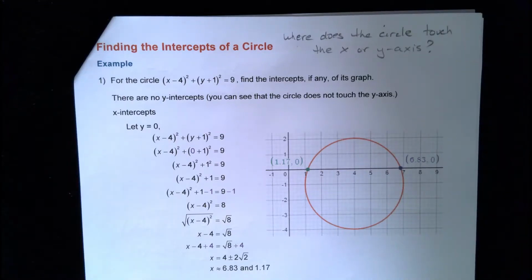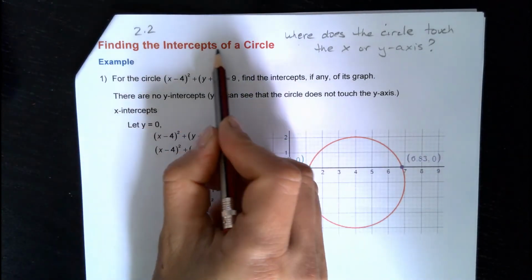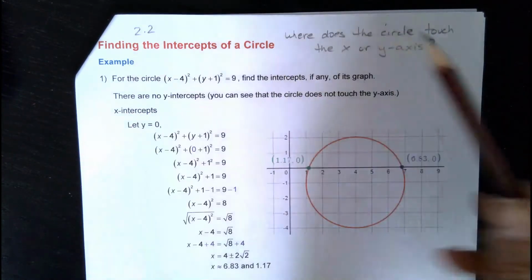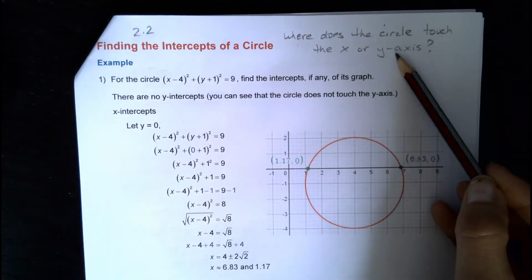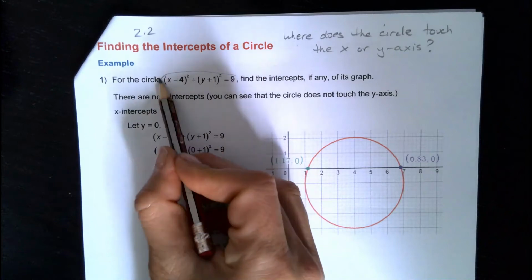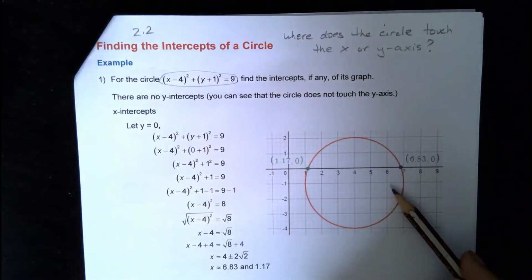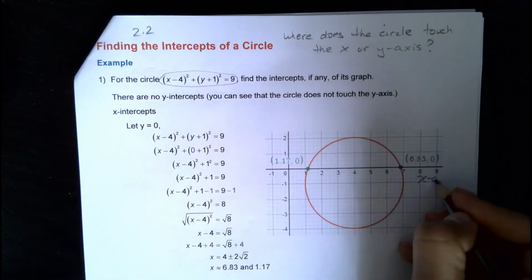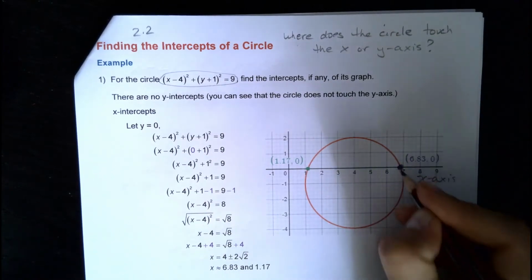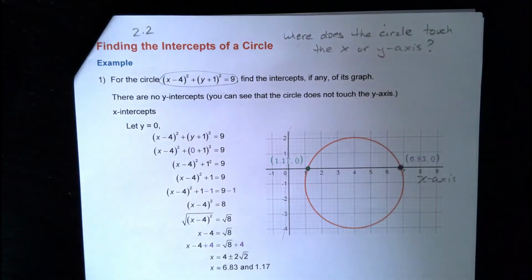Okay, so now we're still in 2.2 circles, and it says finding the intercepts of a circle. What that really means is, where does the circle touch the x or y axis? So here is an example. I drew it here on the graph, and you can see that this circle touches the x-axis right here and right here, but it does not touch the y-axis.